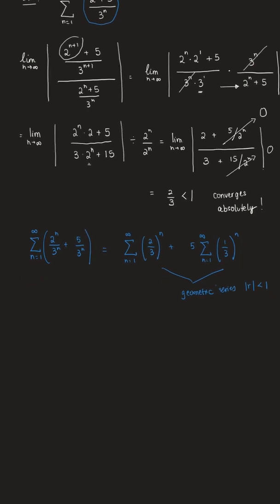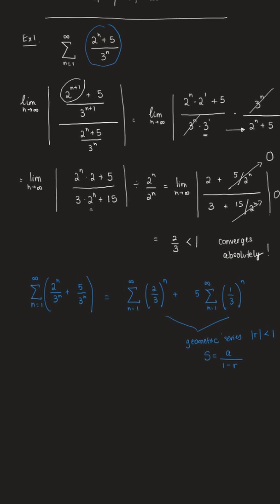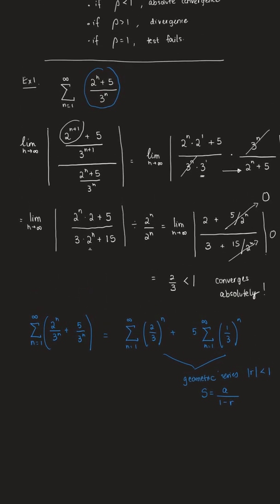We could in fact find the sum of these series if we want to. I'm not going to do that right now because that's not our focus, but if you're interested, for each series you can use a over 1 minus r. A is the first term, r is the common ratio, and you can find their sum. But so that was our first example using the ratio test.